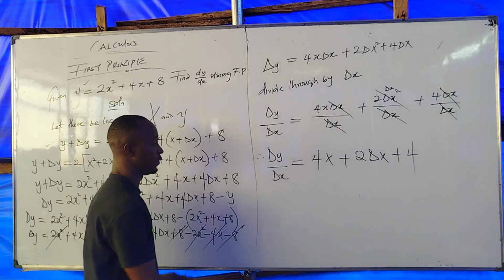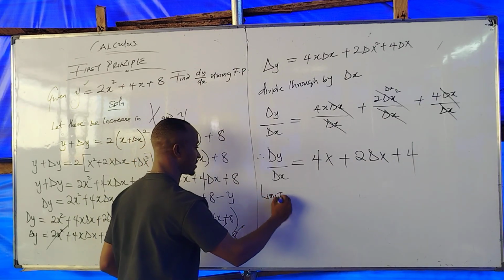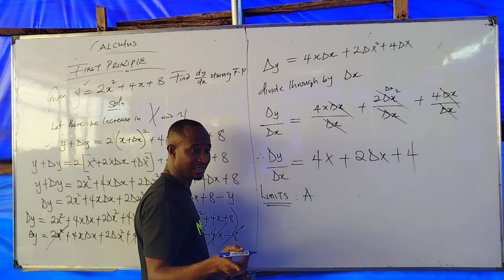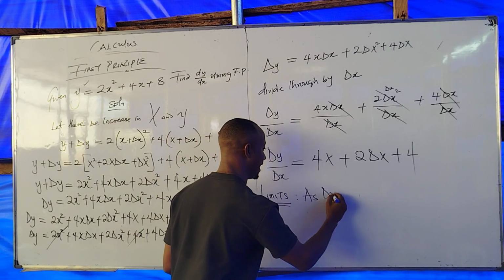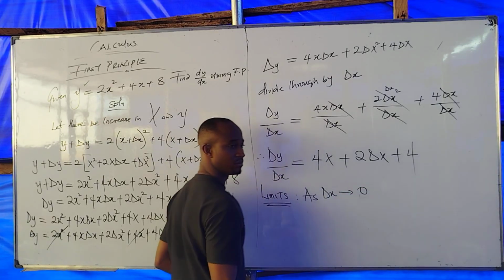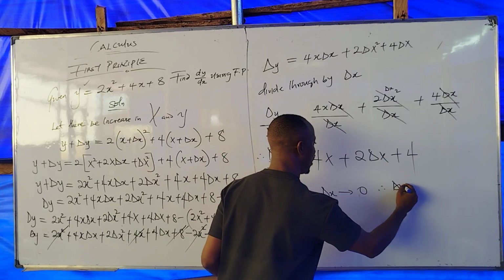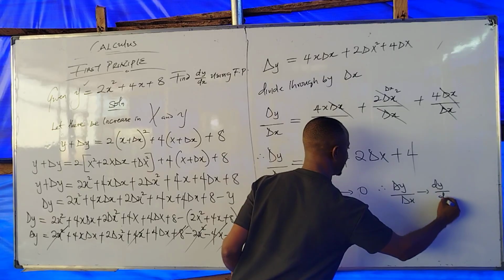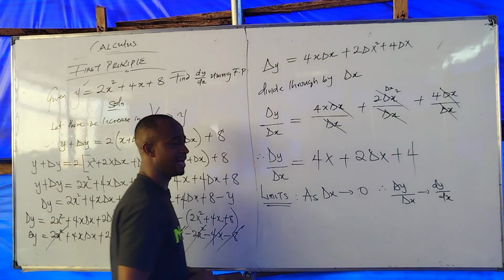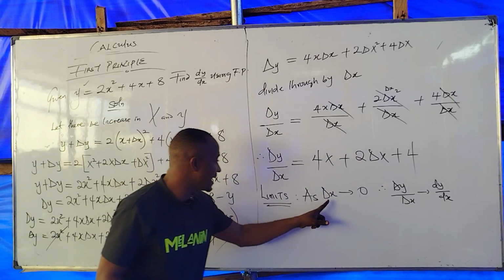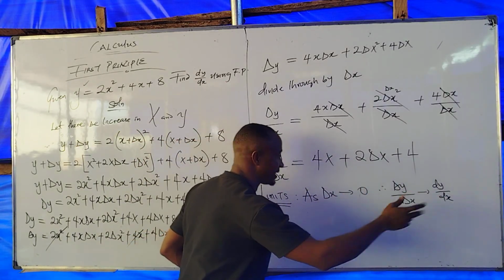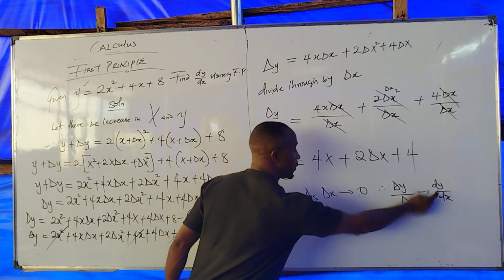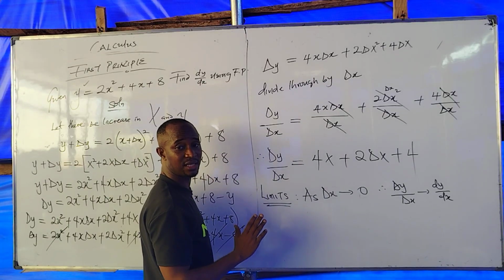When you get to this point, what do you do? Now you take your limit. What's the limit saying? Second step now, right? It says as delta x is approaching 0, therefore delta y over delta x must approach what? Dy dx. That means that as delta x becomes 0 on the right hand side, on this side here, this becomes what? My dy dx. Is it making sense now?